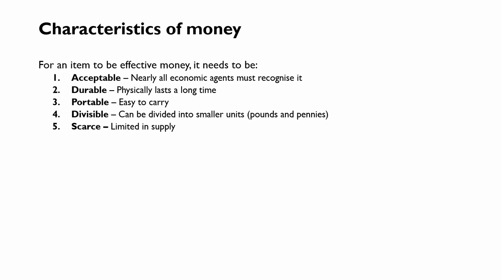We can't control its value. So if I were to use, say, tree leaves as money, or sand as money, it's not scarce. It doesn't hold its value, because people can just get more. And similarly, it needs to be difficult to forge. If people can just copy money, it's not scarce. They can just produce it very easily.